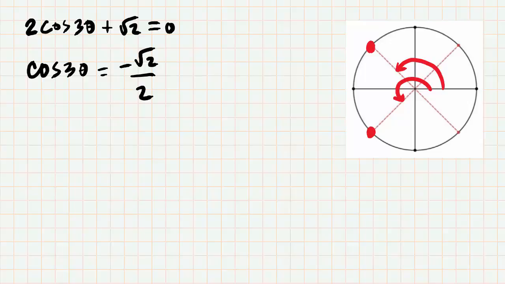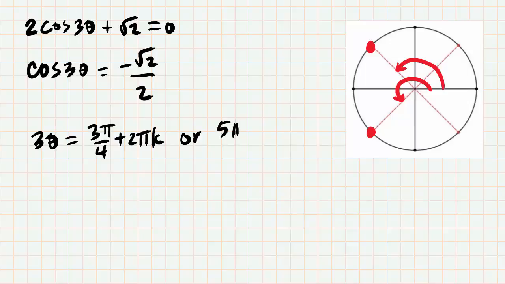So this tells us that the angle, which is 3 theta, is equal to 3 pi over 4 plus 2 pi k. That gets to all of the coterminal angles that also have a terminal point in quadrant 2. Or it's equal to 5 pi over 4 plus 2 pi k. So we've figured out what 3 theta is equal to.